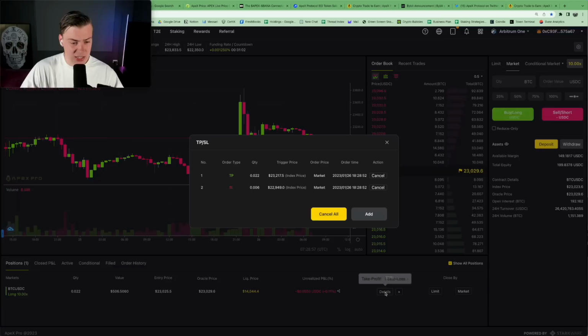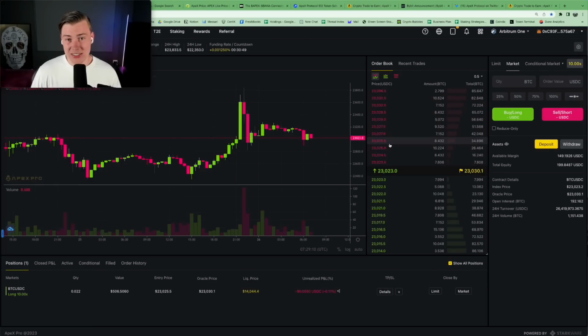If you click on details, it'll show you where your take profit is, it'll show you where your stop loss is, and it will show you the exact price at which you want to trigger your stop loss and your take profit. Very important to add this as a risk management tool, and it's nice that Apex added this as a feature to allow us to take profit and a stop loss.